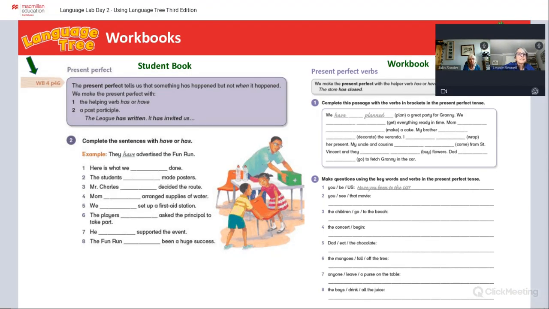Next slide, please. We're now going to just look very briefly at how the links to the workbooks function, although Julia has already looked at this briefly. They're signposted with these, as you can see on the student's book on the left. There's an arrow at the top left.